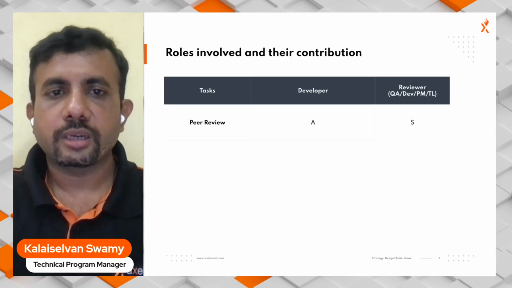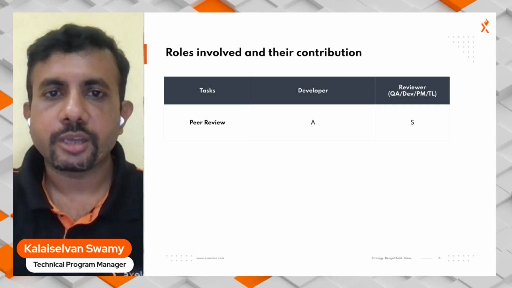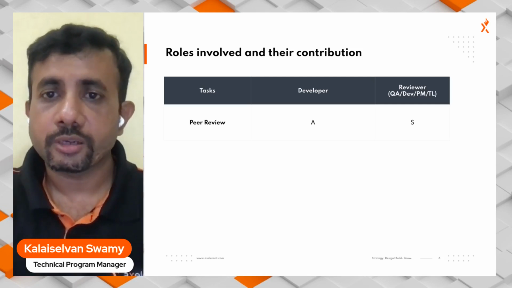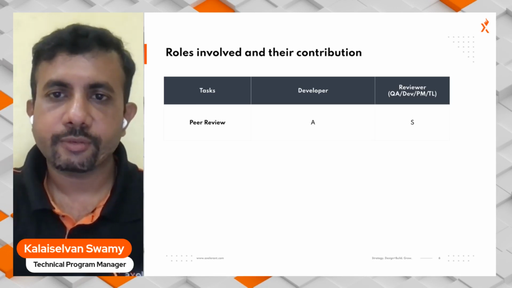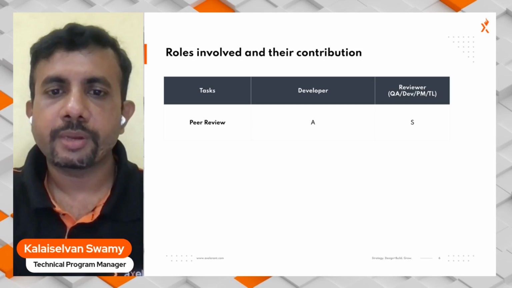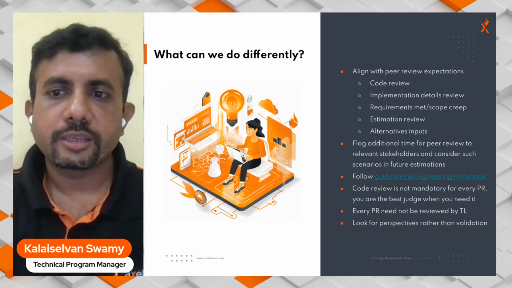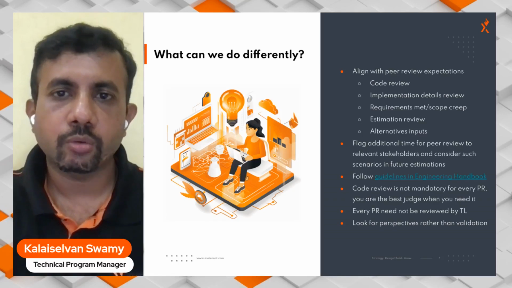So the roles involved here are mainly the developer, who is accountable for the code that they are writing, and of course accountable for getting the code peer reviewed, and they need to get support from the other team members, who can be QA or developer or PM and TL. Depending on the artifact that is being reviewed, different people play different roles here. So what can we do differently during peer reviews? The first thing is to align on what needs to be reviewed. Usually we think of peer review as code review, right?